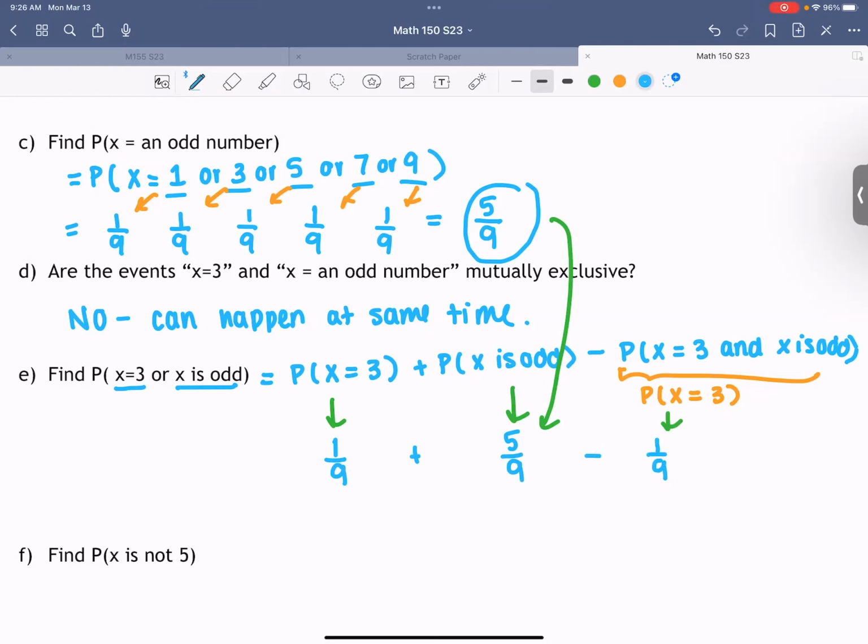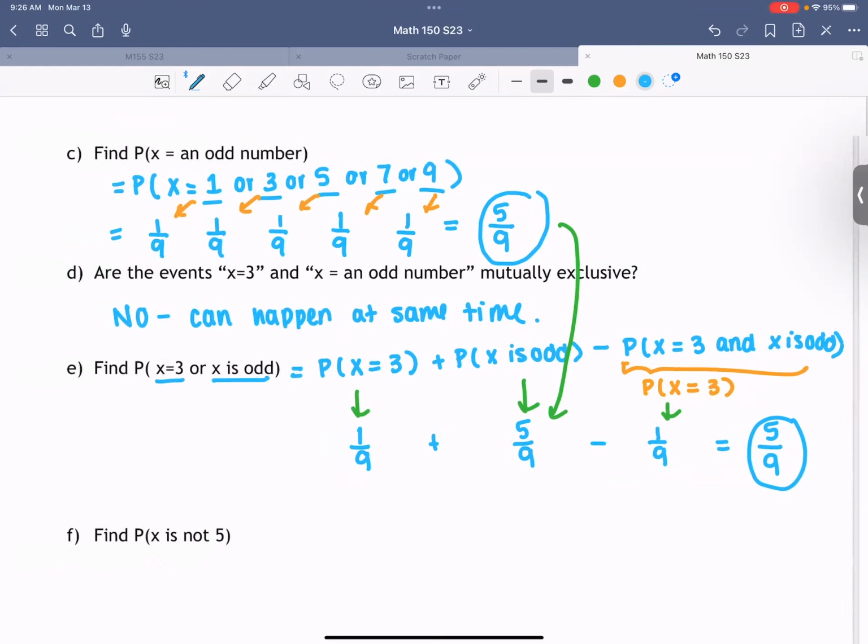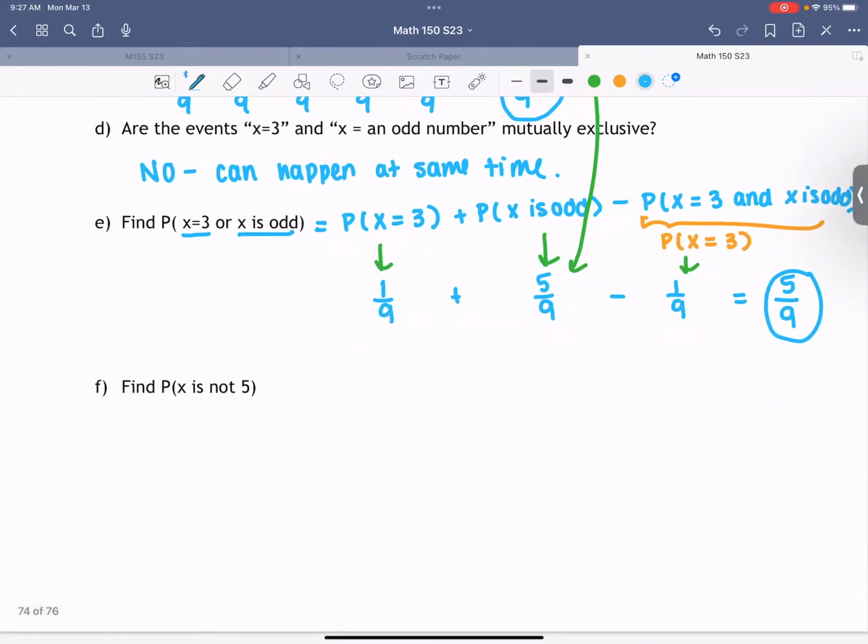Okay, so basically what we're doing is we're adding together the fractions and subtracting 1/9. Looks like this probability really is 5/9. So basically what we found out is that the probability that x is 3 or x is odd is really just the same thing as x being odd. All right, any questions on how I did part E? All right. Let's go to part F here.